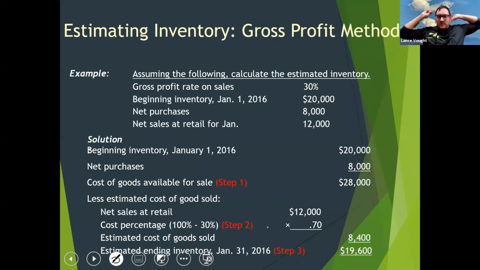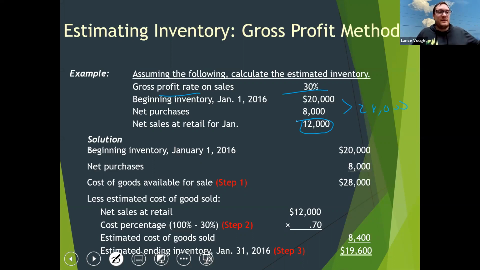So for this example, we know that the gross profit margin for sales is 30%. We have the inventory for the beginning of the year, which is 20,000. We add that to the net purchases, which is 8,000, so we end up with 28,000. And then we take the net sales at retail and multiply that. Essentially, you're creating the cost ratio.